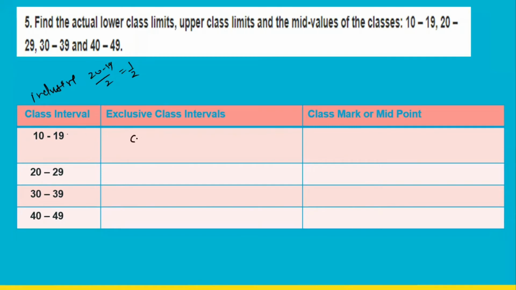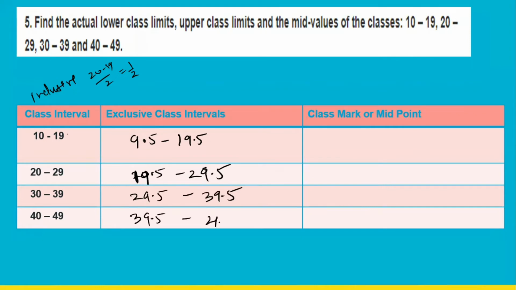So the exclusive class intervals are here 9.5 to 19.5. Then 19.5 to 29.5. We subtract 0.5 from the lower limit. So this is 29.5 to 39.5. This is 39.5 to 49.5. So these are exclusive class intervals or actual class limits.